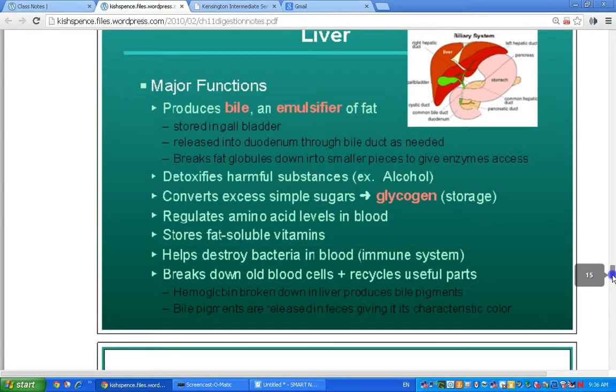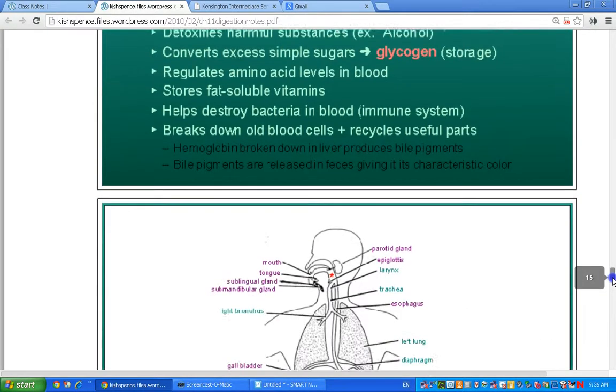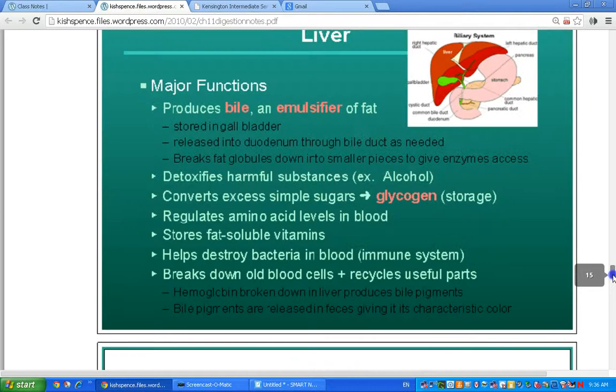Okay, so it's the bile pigments that are in the bile that give it its funny color. But if you noticed, bile is made up of bile salts and pigments, but there's no enzymes in bile.